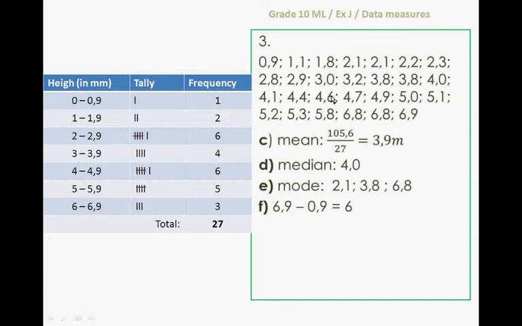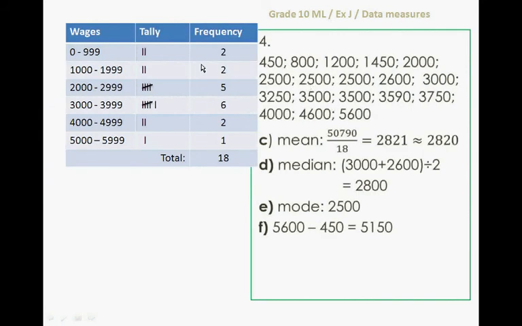This is the data from small to big, ascending order. If we add the values together to calculate the mean, we get 105.6 divided by the 27 data points is 3.9 meters. The median, the value in the middle, is 4.0. The mode is 2.1, 3.8, and 6.8. And this is a better data measure, this mode, because there are only three values. And the range is the largest value, which is 6.9, minus the smallest value, which is 0.9, and the range is therefore 6.